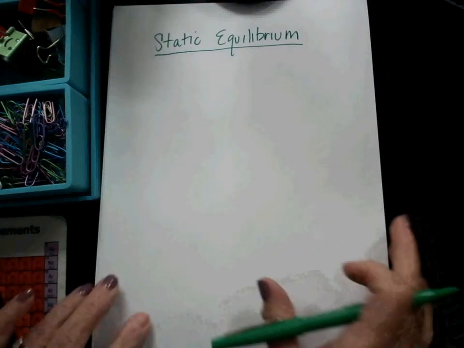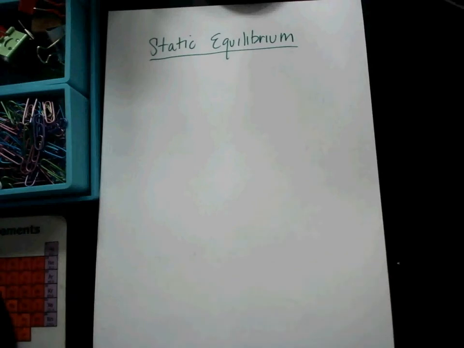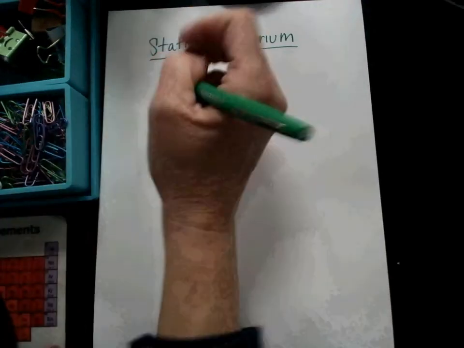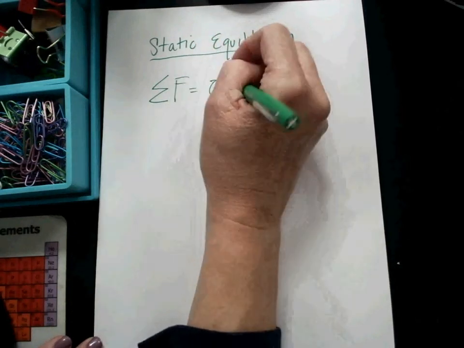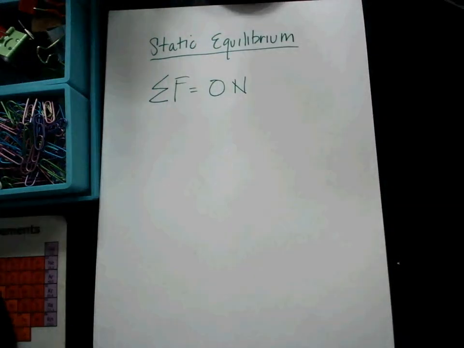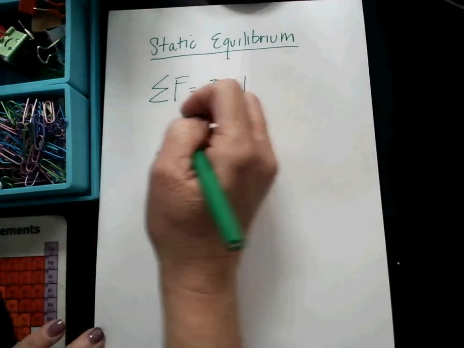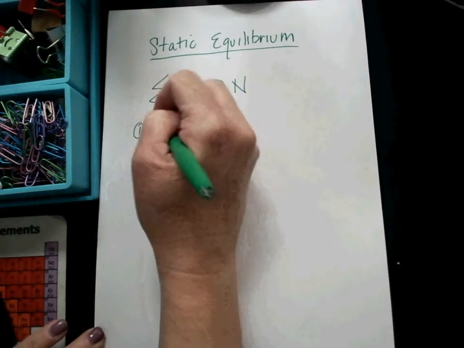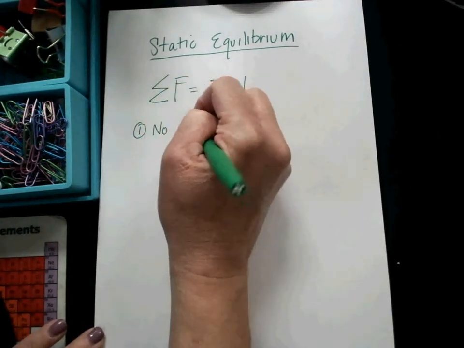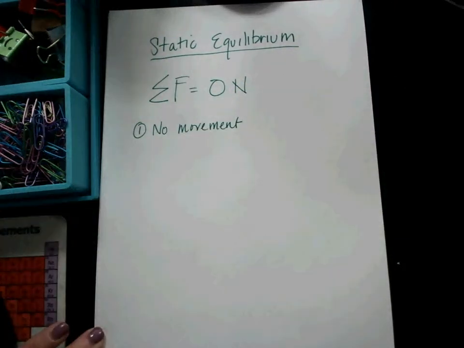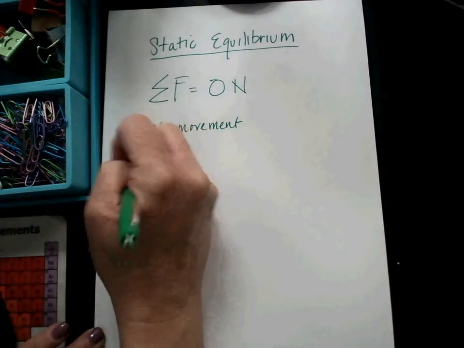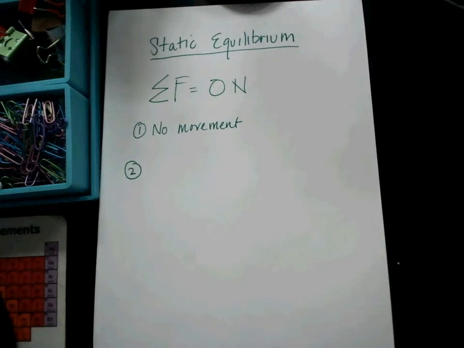Okay, so what we just talked about, we can break down a little bit further. When the sum of the forces equals 0 newtons, we can have two situations. The first one can be no movement. The second one is a little bit different.